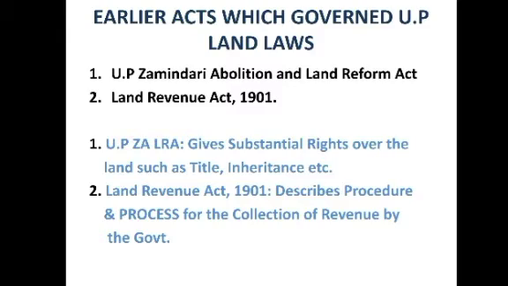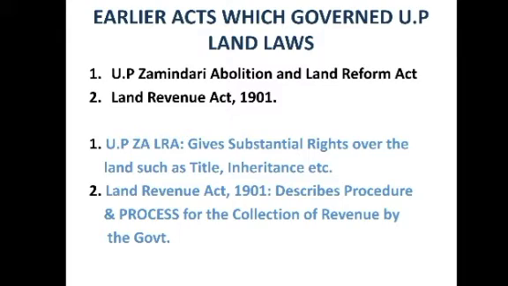Now, earlier acts which governed UP land laws are the UP Zamindari Abolition and Land Reform Act, and the Land Revenue Act 1901. These were prior to and after the independence. These two acts came into existence for the proper implementation of revenue collection by the government and also for the distribution of land among the farmers.